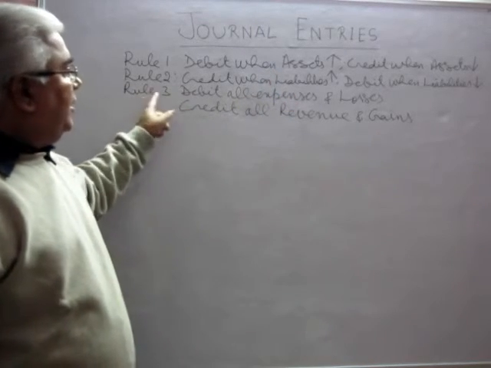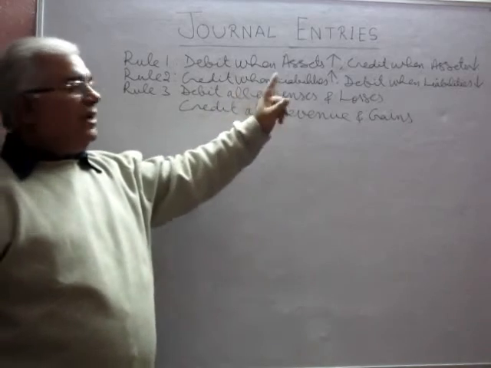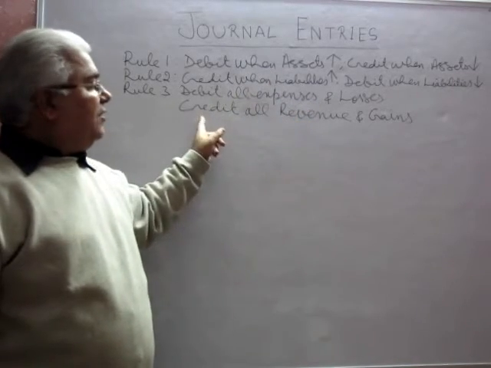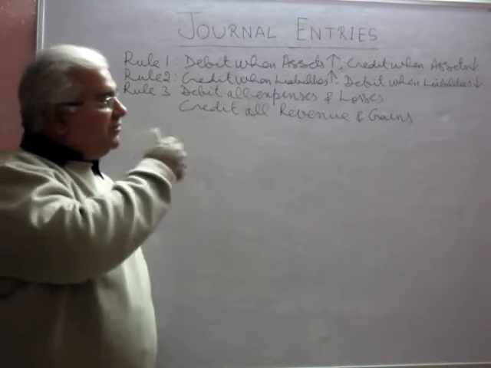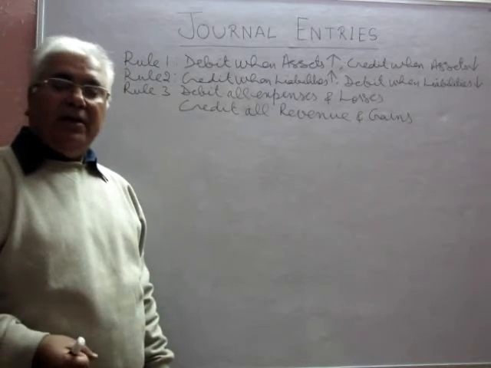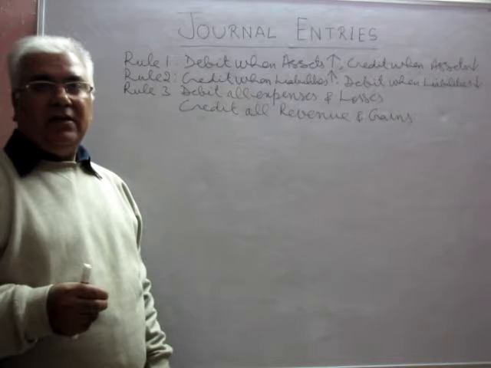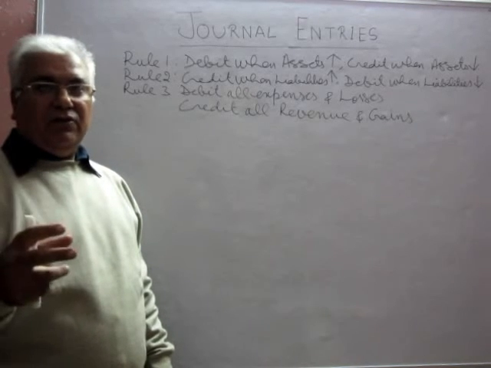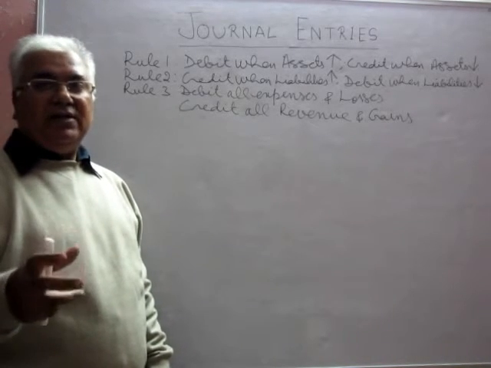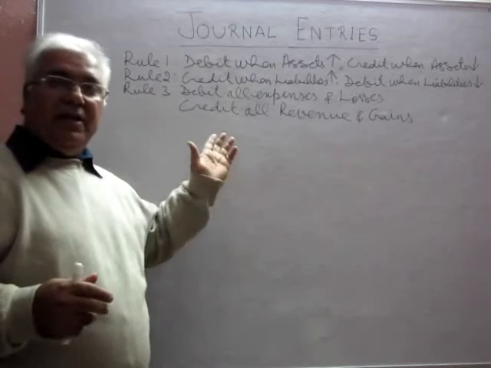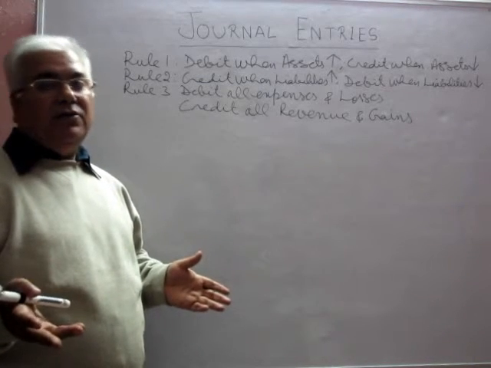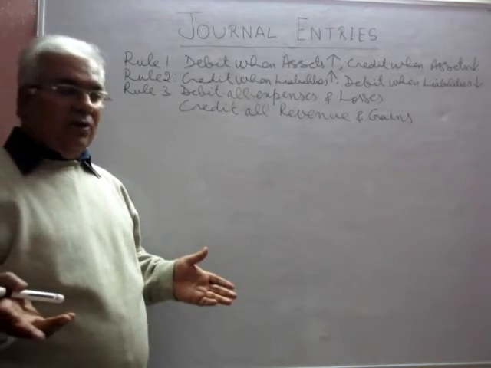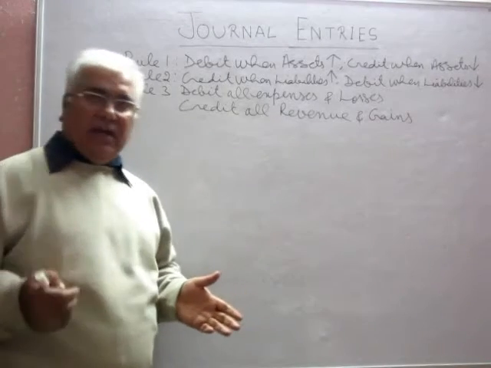Rule 3: debit all expenses and losses, credit all revenue and gains. Now, on the basis of these rules, I will prepare certain basic journal entries so that with the help of those you will be able to understand the principles of making journal entries, and later on you will be able to make complicated entries on your own also. Okay, so let us start.